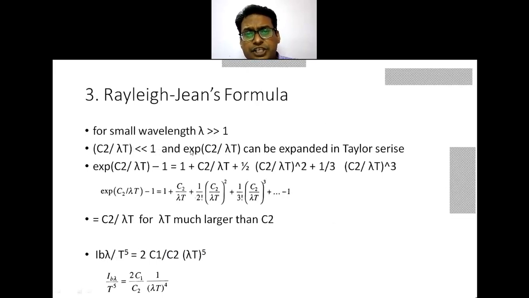And the expression e raised to C2 upon lambda T has to be expanded in a Taylor series expansion. This is e raised to C2 upon lambda T minus 1, which is equal to 1 plus C2 upon lambda T plus 1 upon factorial 2 into (C2 upon lambda T) raised to 2 plus 1 upon factorial 3 into (C2 upon lambda T) raised to 3 plus so on. Now all these higher terms of C2 can be neglected, and the remaining will be C2 upon lambda T. So e raised to C2 upon lambda T minus 1 will be equal to C2 upon lambda T.